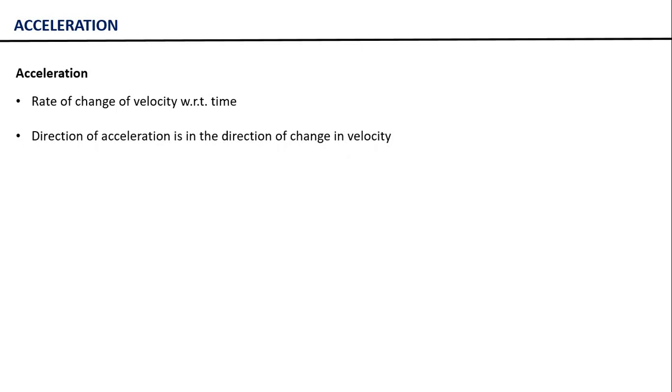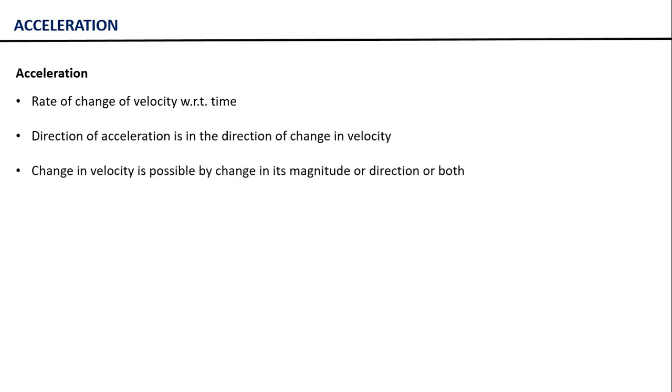So we will start with the basic definition of acceleration. As we all are aware, acceleration is the rate of change of velocity with respect to time. The direction of acceleration is defined by the direction of change in velocity. The change in velocity is possible either by change in magnitude or by change in direction, or both the change in magnitude as well as direction.